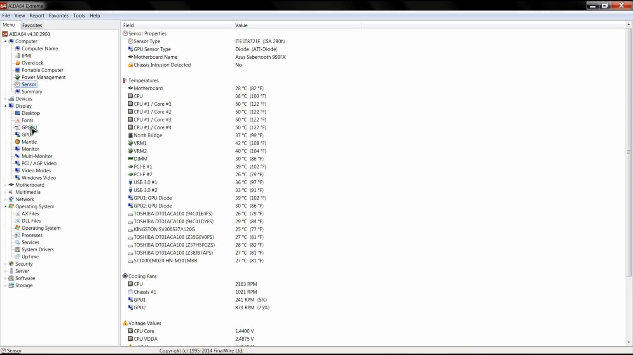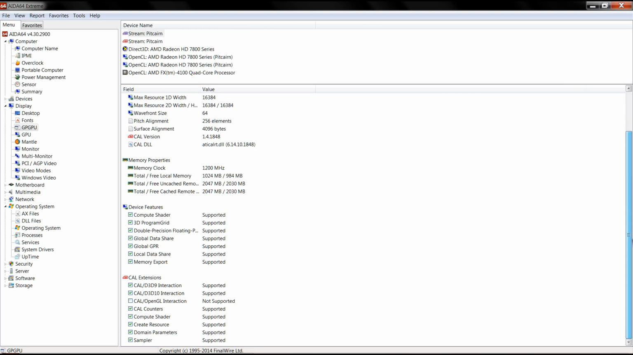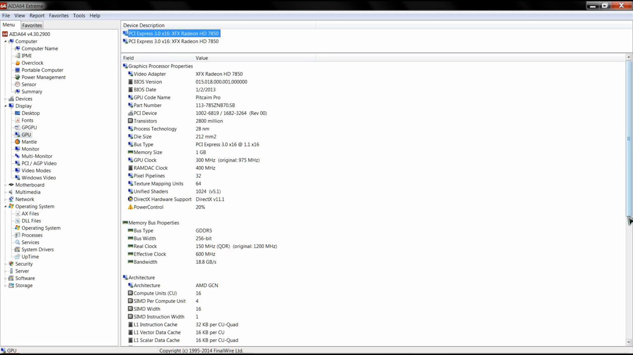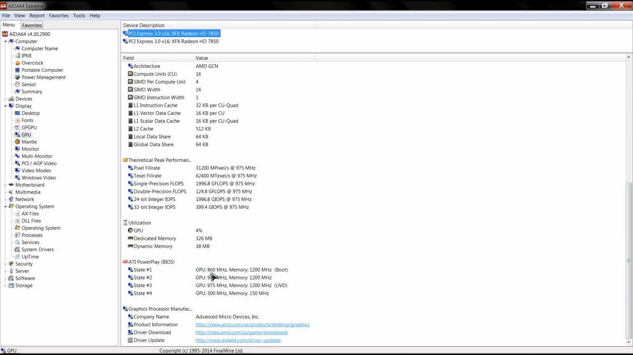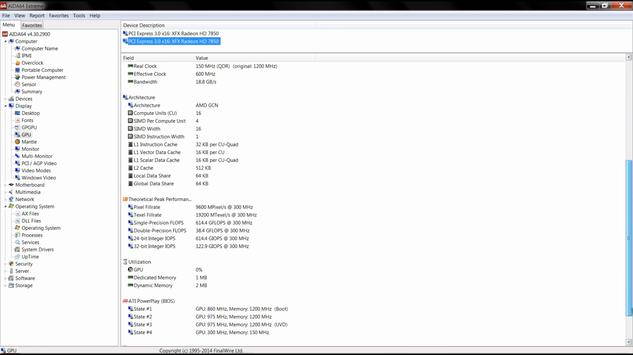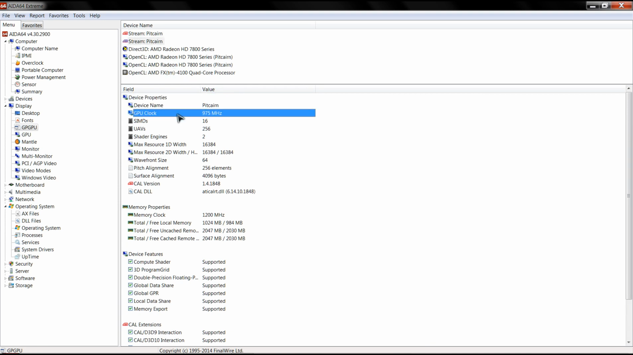Over here on display, let's go have a look at the GPUs. So GPU number one clocked at 975 megahertz. Over here for the first card, base frequency is 860. And if we switch over to our second card, same thing. 975 on card one, 975 on card two.